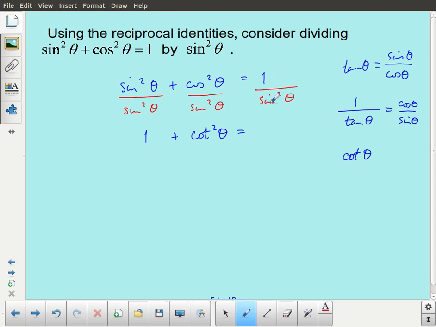Well, what's 1 over sine? 1 over sine is cosecant theta. So 1 over sine squared is cosecant squared theta. So that gives us another new identity. That's just a variation of the Pythagorean identity.